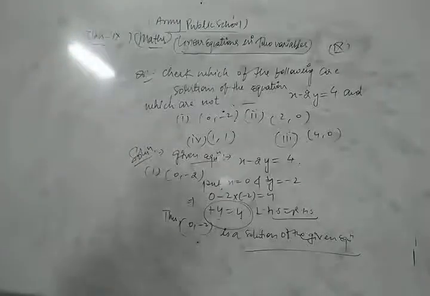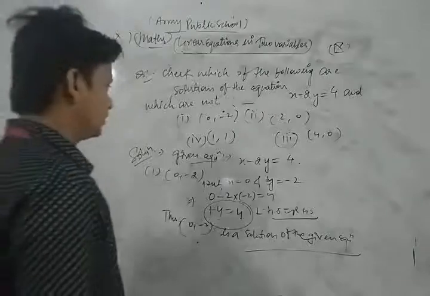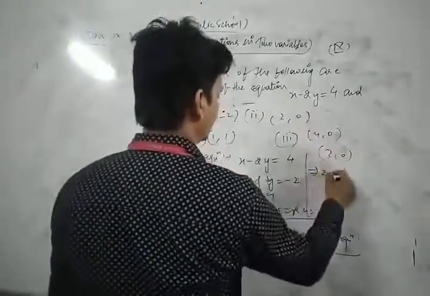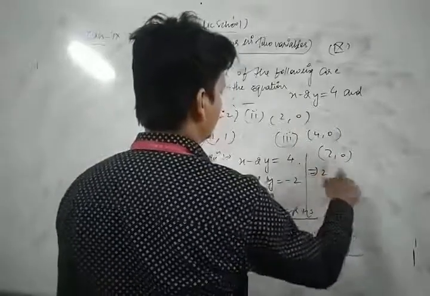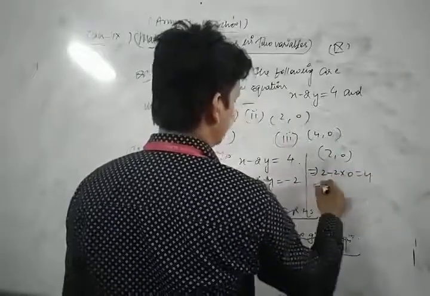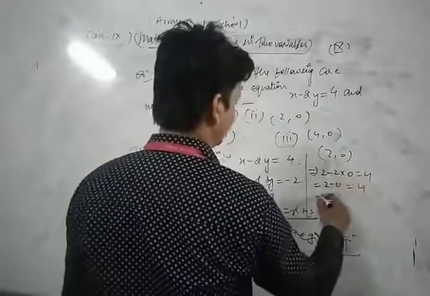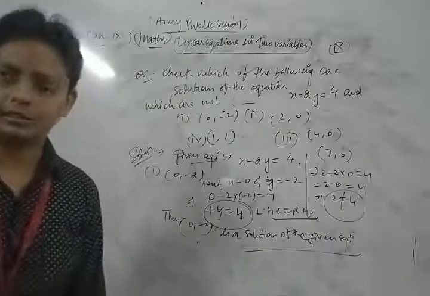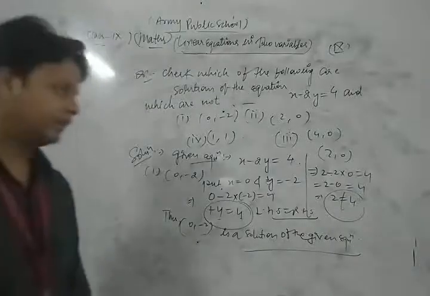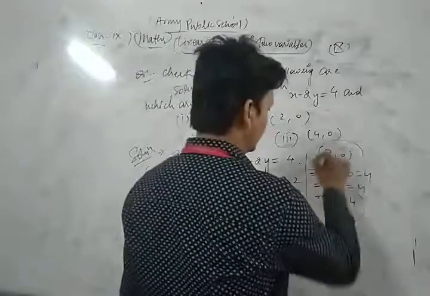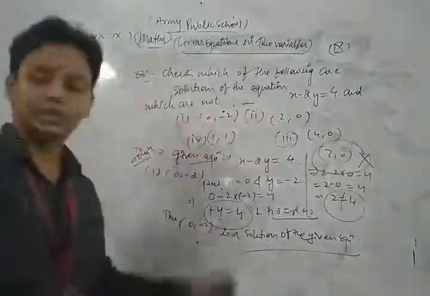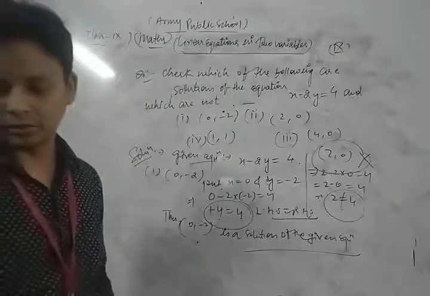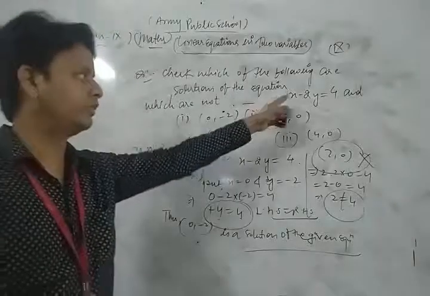Similarly, dear students, we put (2, 0). So we put 2 minus 2 into 0 is equal to 4. So 2 minus 0 is equal to 4, so 2 is not equal to 4. Thus, dear friends, (2, 0) is not a solution of the given linear equation.